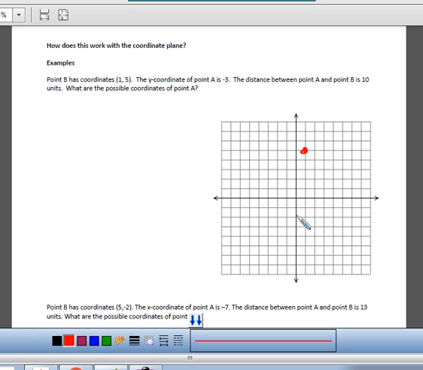So when I think of x and y, y is going up and down. So I go down to -3. Now I'm not going to put a point there. That means that point A is somewhere along this line, because this line here, going from side to side, has y values of -3. So somewhere along this line is point A. It could be on this side, it could be on this side. Now, the distance between A and B is 10. This is our hypotenuse.